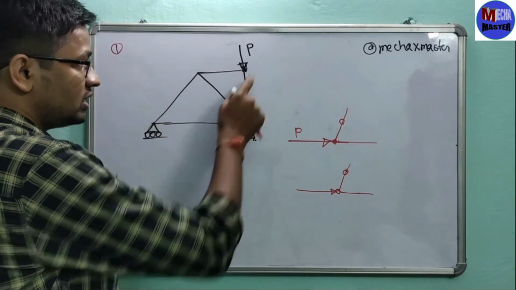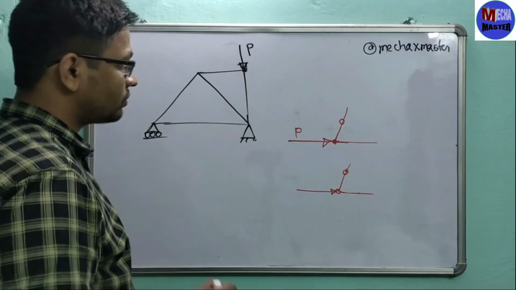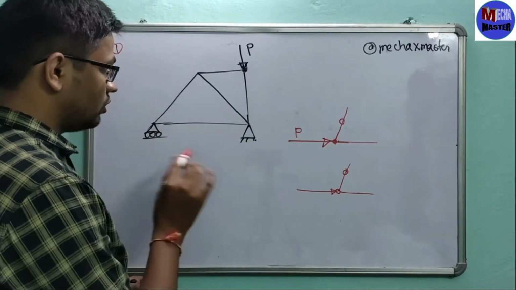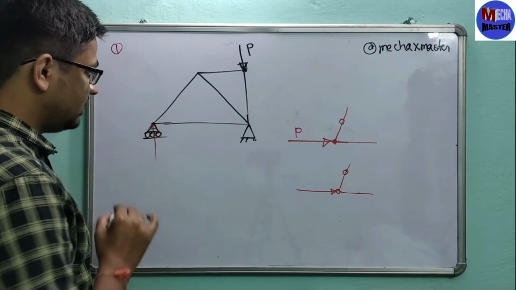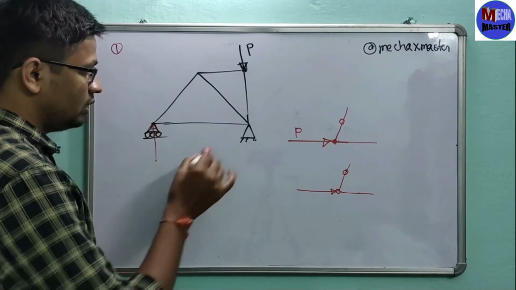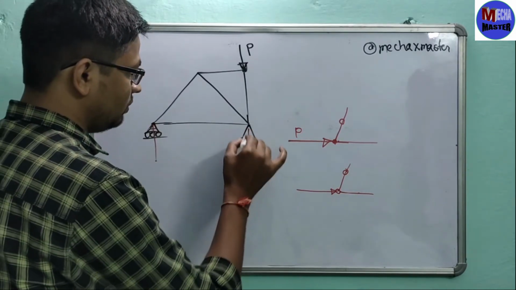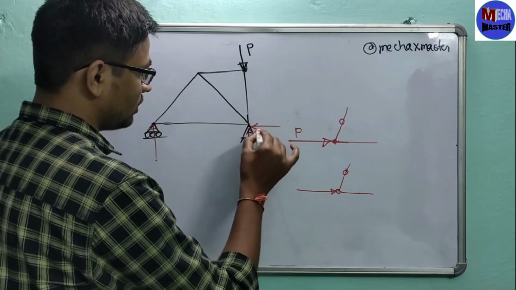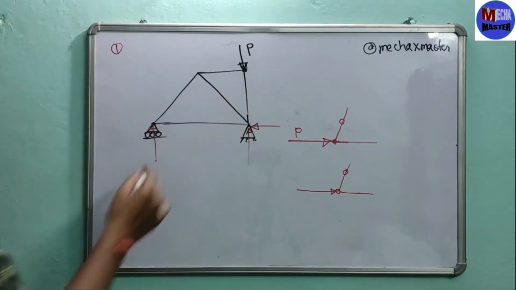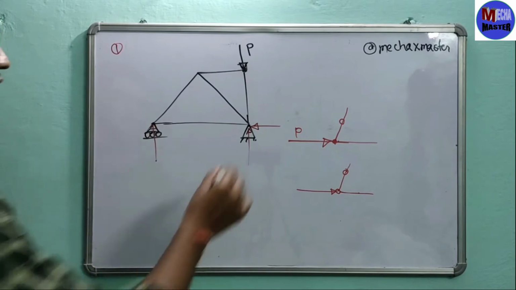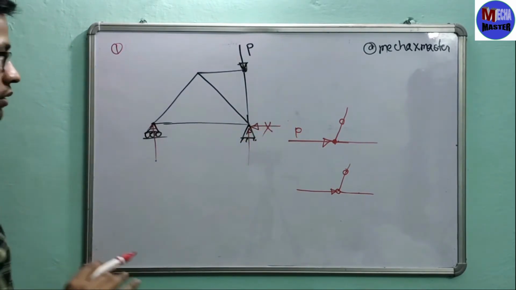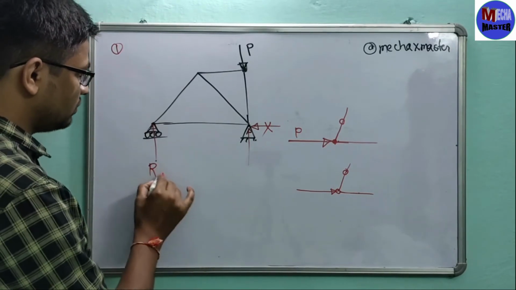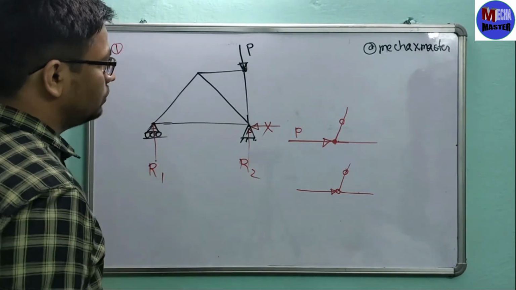And this example is exactly for this, because for solving this question you have to replace this roller support with a reaction, and there will be only one reaction, and this is the hinge support, so there will be two reactions. As you can see that there is no horizontal force, so this force will be neglected or zero. You can solve, this will be R1 or R2.